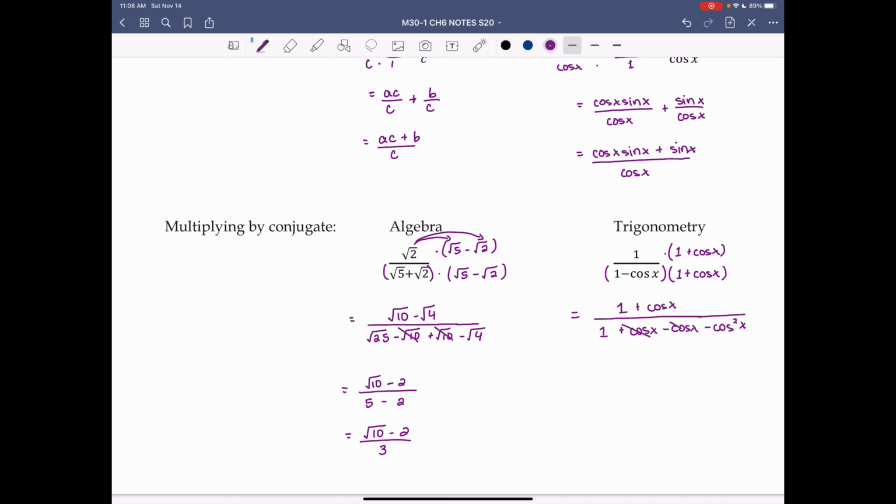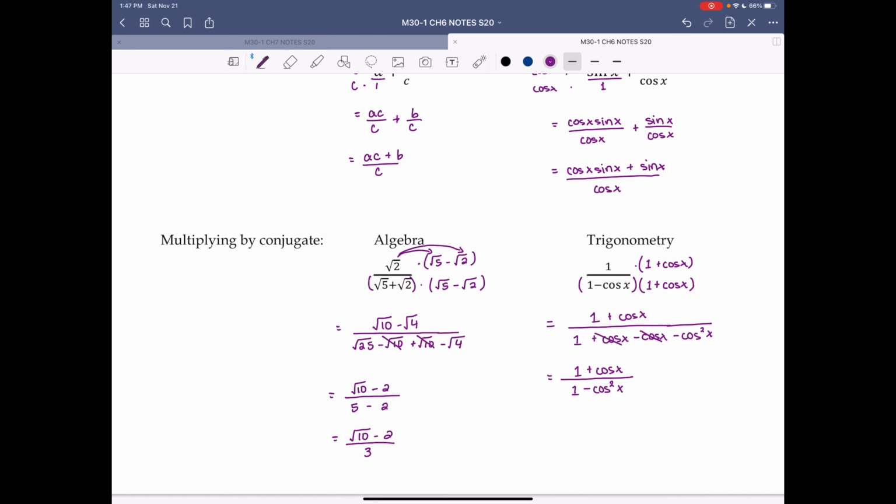The middle terms add to 0, cos x and negative cos x. We're left with 1 plus cos x over 1 minus cos squared x. Then if we look at our denominator, we have 1 minus cos squared x, which is a difference of squares. So we can factor that.